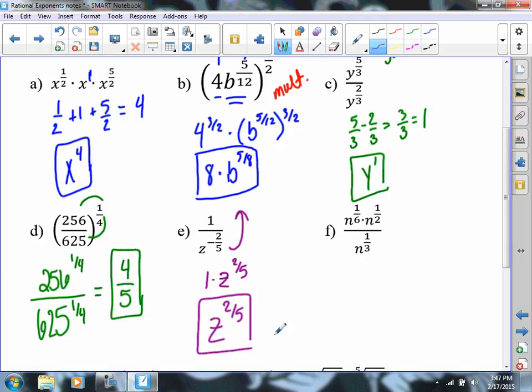Okay, now part F, we're going to do 2 rules here. This is where in the numerator, we're multiplying the bases, so we're going to add our exponents. So 1/6 plus 1/2. Do that on your calculator if you need to. You'll get n to the 2/3. And then we have n to the 1/3. Now to finish simplifying here, I'm dividing my bases. So when I divide my bases, I subtract. So 2/3 minus 1/3 is 1/3.